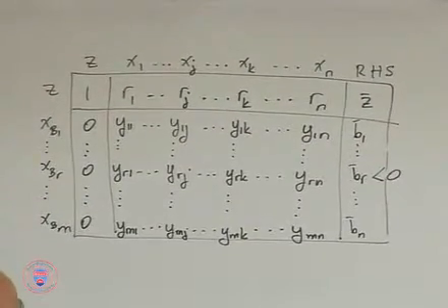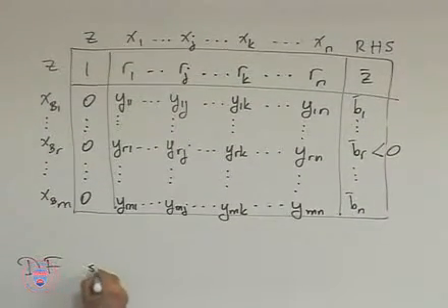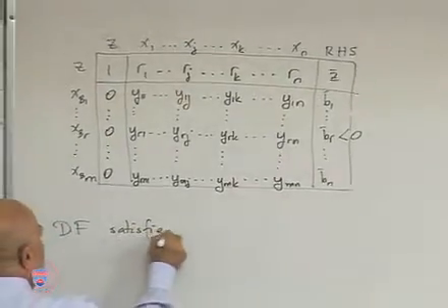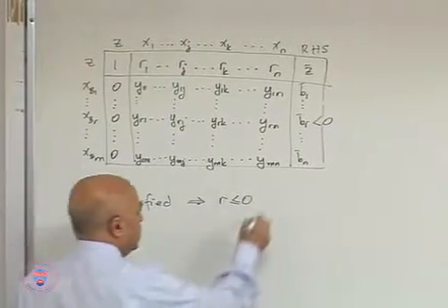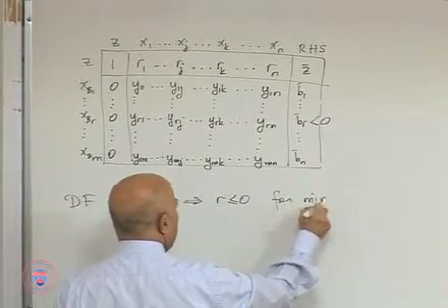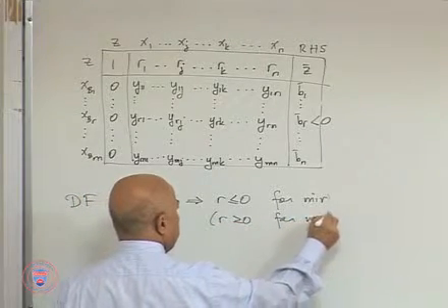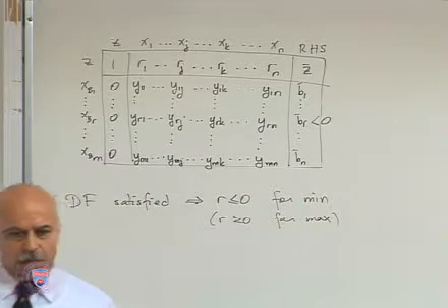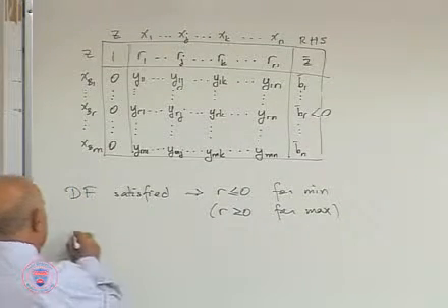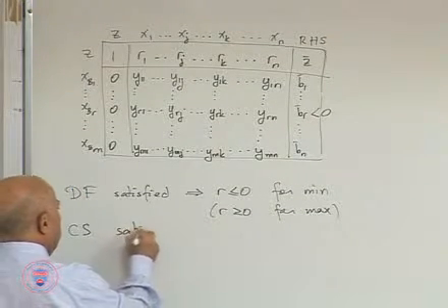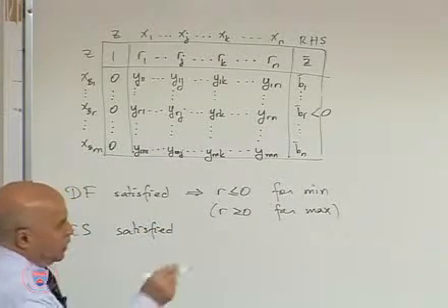Now dual feasibility satisfied means r is less than or equal to 0 for a minimization problem, and it's greater than or equal to 0 for a maximization problem. Let's just assume that the problem on hand is a minimization problem. And complementary slackness is also satisfied, which is the same thing as I have shown before, as in the primal simplex.